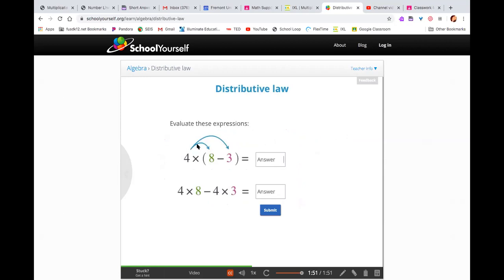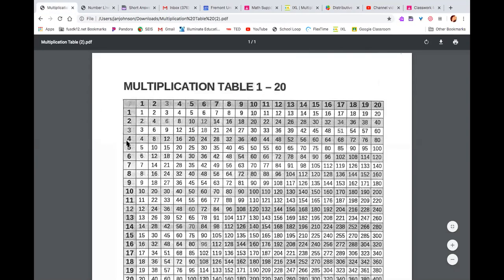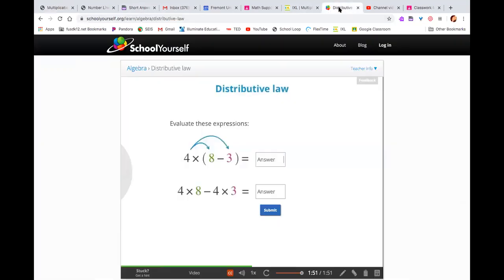Okay, so I'm taking my 4 and I'm timesing it by 8. What number does that get me? 32. And then I'm taking 4 and I'm timesing it by 3. And 4 times 3 is 12. Okay. So I've simplified this answer. Right? Bring down my minus sign. What is 32 minus 12?